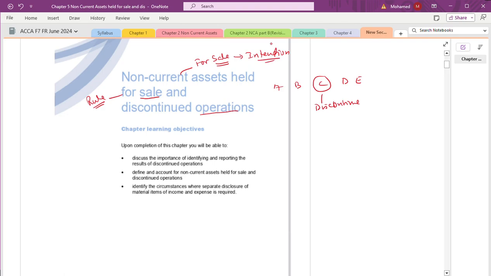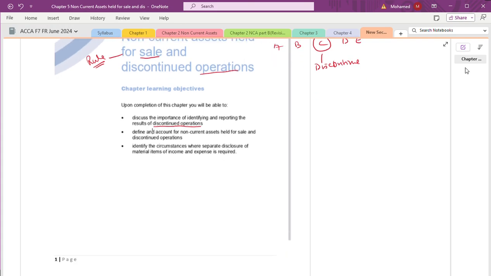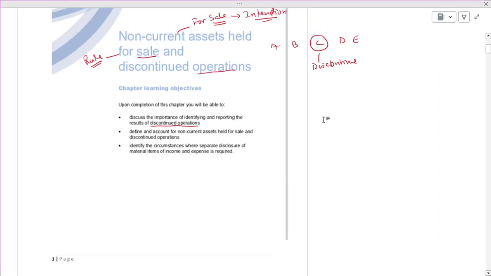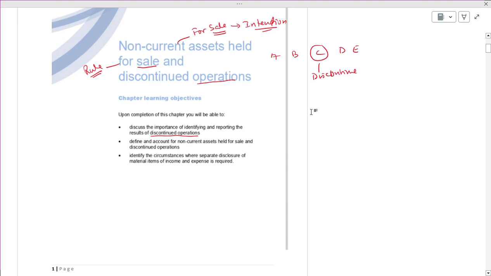Discuss the importance of identifying and reporting the results of discontinued operations. When you say we are discontinuing, we should not come back and say that we will continue. We are eliminating. What are the rules? Define and account for non-current assets held for sale, and circumstances where separate disclosure is required, that is, separate information of material items. Material items means value items for income and expenditure.